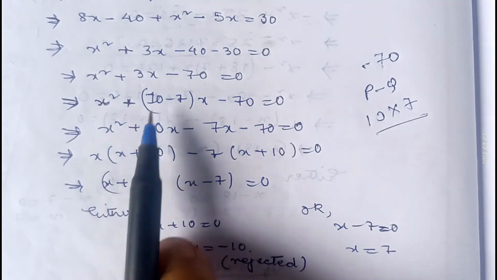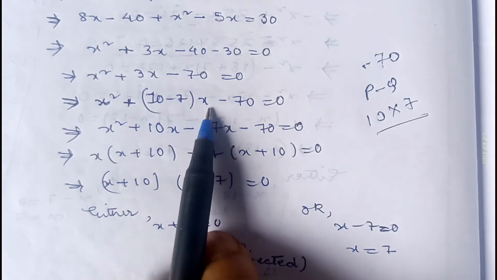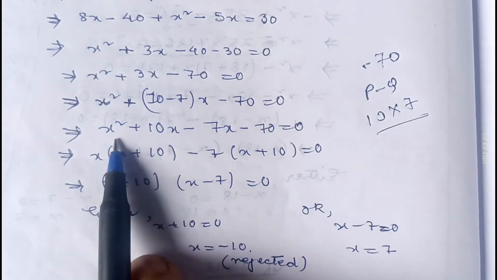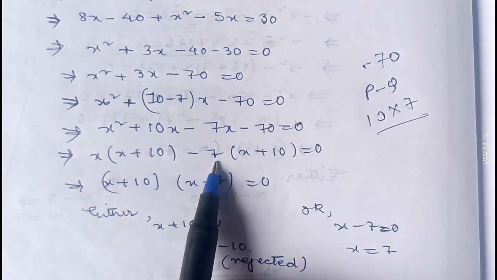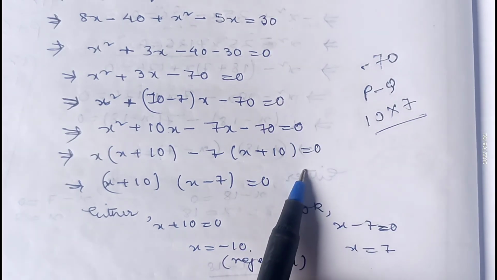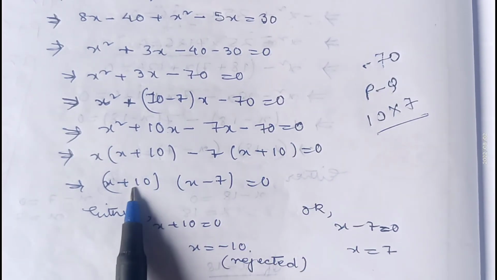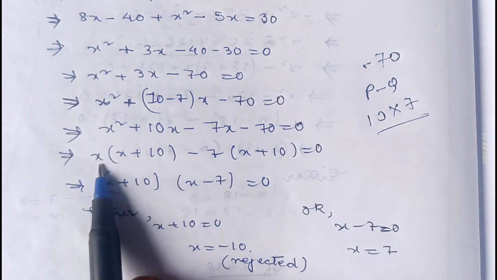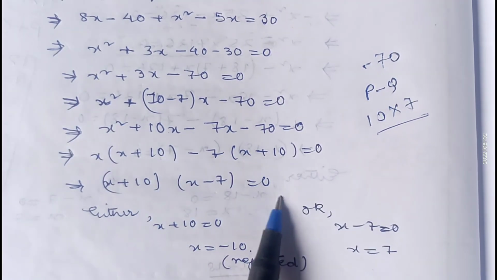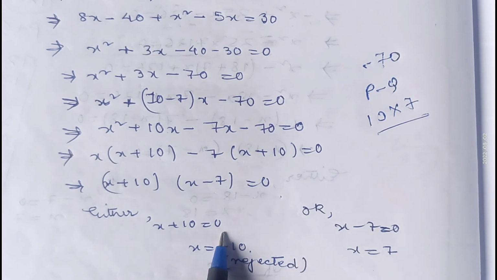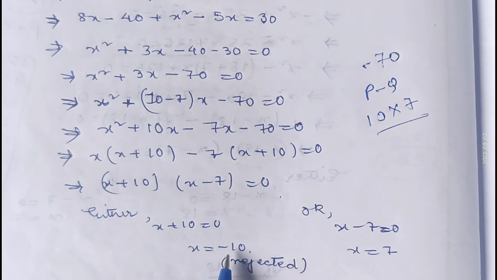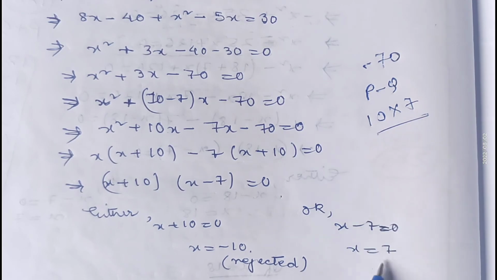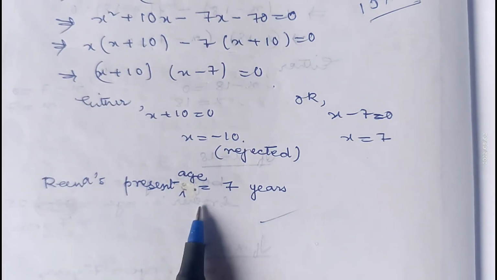So x square plus 10x minus 7x minus 70 equals 0. From the first two, take x common, x plus 10 left. From the last two, minus 7 can be taken common, so it will be x plus 10. Again x plus 10 can be taken common, so it will be x plus 10 into x minus 7 equals 0. So either x plus 10 equals 0 or x minus 7 equals 0. From here x will be minus 10 and the age of a person cannot be negative, so we are rejecting this part. From here I got x equal to 7. Therefore, Rina's present age is 7 years.